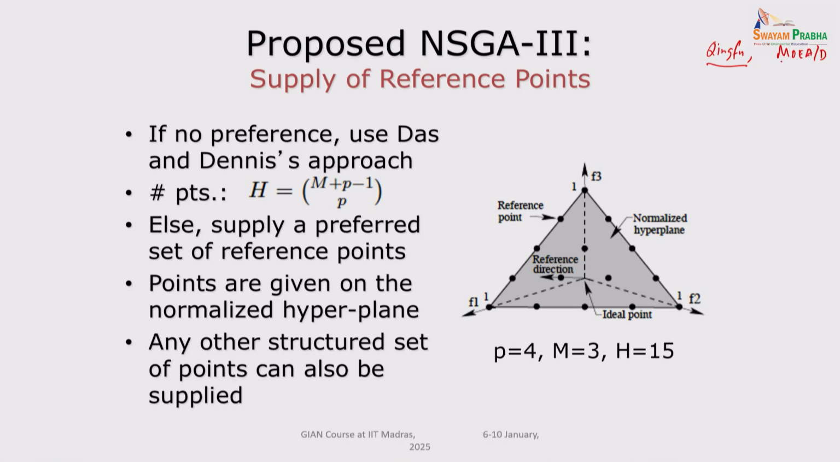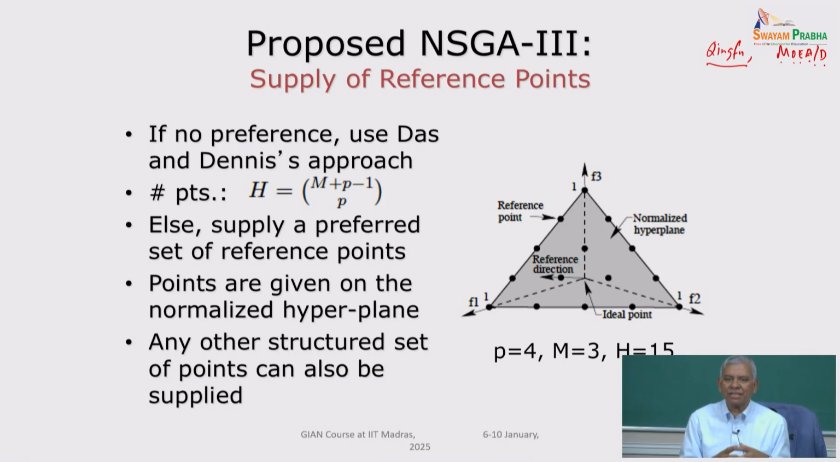MOEA/D. It's called multi-objective evolutionary algorithms with decomposition. Okay, so his idea was that we are going to decompose the entire Pareto set into maybe 10, 20, 50, depending on your population size, that many partitions. Okay, how? He said we're going to have some lines that are going from the ideal point towards the objective space.